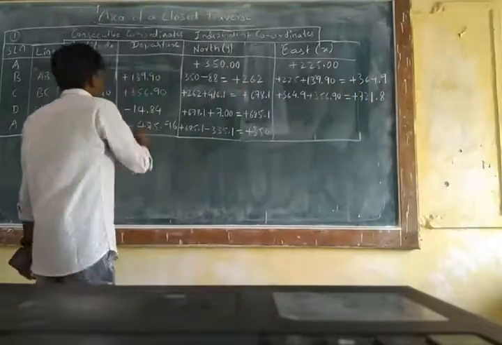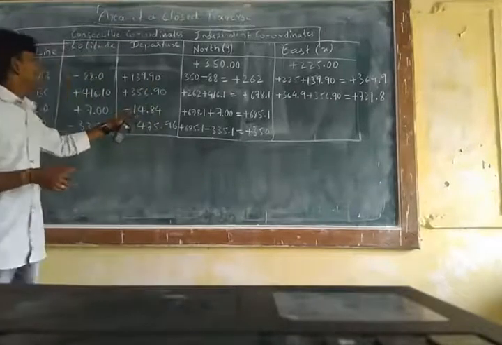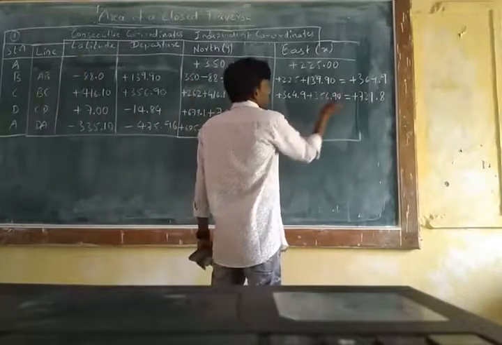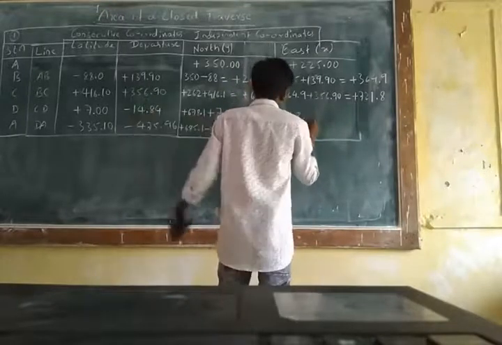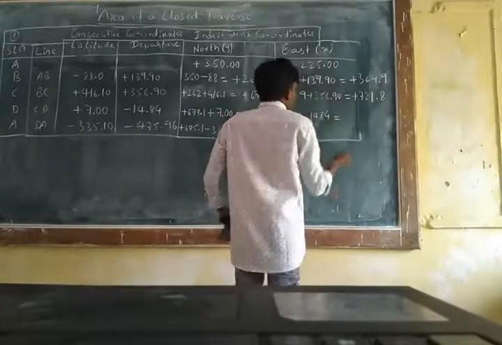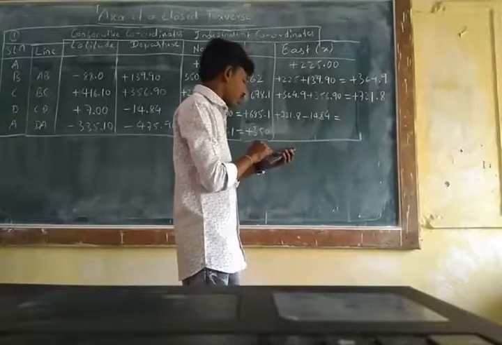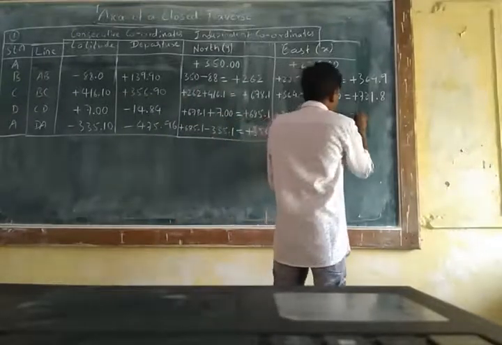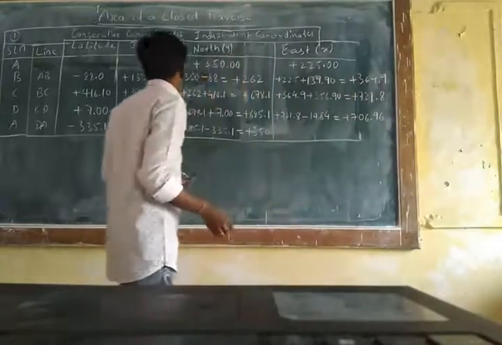Now let's come to the next point, that is the D station for the line CD, and we have the departure for CD as minus 14.84. So write the same here, 721.8. Now we have the minus sign here, minus 14.84. So write 14.84 and calculate. So 721.8 minus 14.84, and we are getting the value 706.96. So that is positive, 706.96.